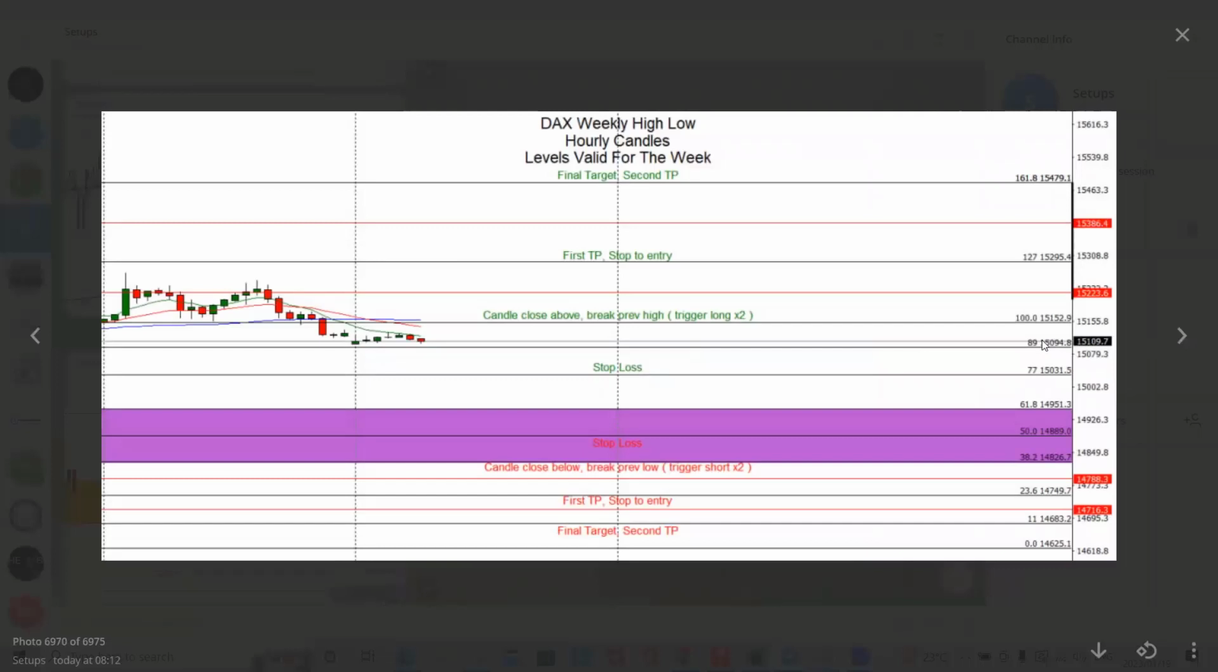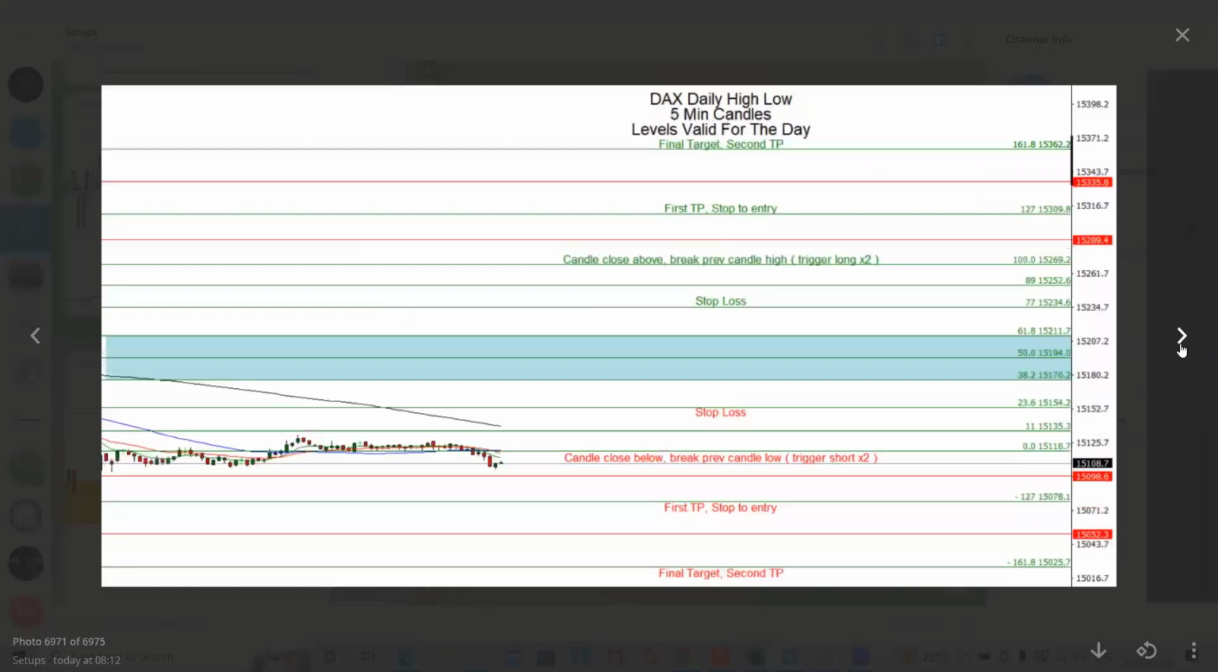On the DAX weekly high low, currently between levels of 89 and 100. If you look at moving averages, 50 is above 21, above 8. That's indicating trend is down. So for now, I'm looking for a candle close below 38.2. Break previous candle low to aim for the 23.6 first TP, 11 second TP, and stop loss being at the 50. Remember, guys, same rules apply with the red lines.